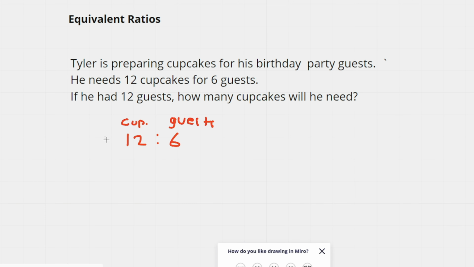The problem asks, if he had 12 guests, how many cupcakes will he need? So we know that the second ratio is 12 for the number of guests. To get from 6 to 12, you'd have to multiply by 2. So let's multiply this side by 2 to find out how many cupcakes he will need. 12 times 2 is 24. So he will need 24 cupcakes.